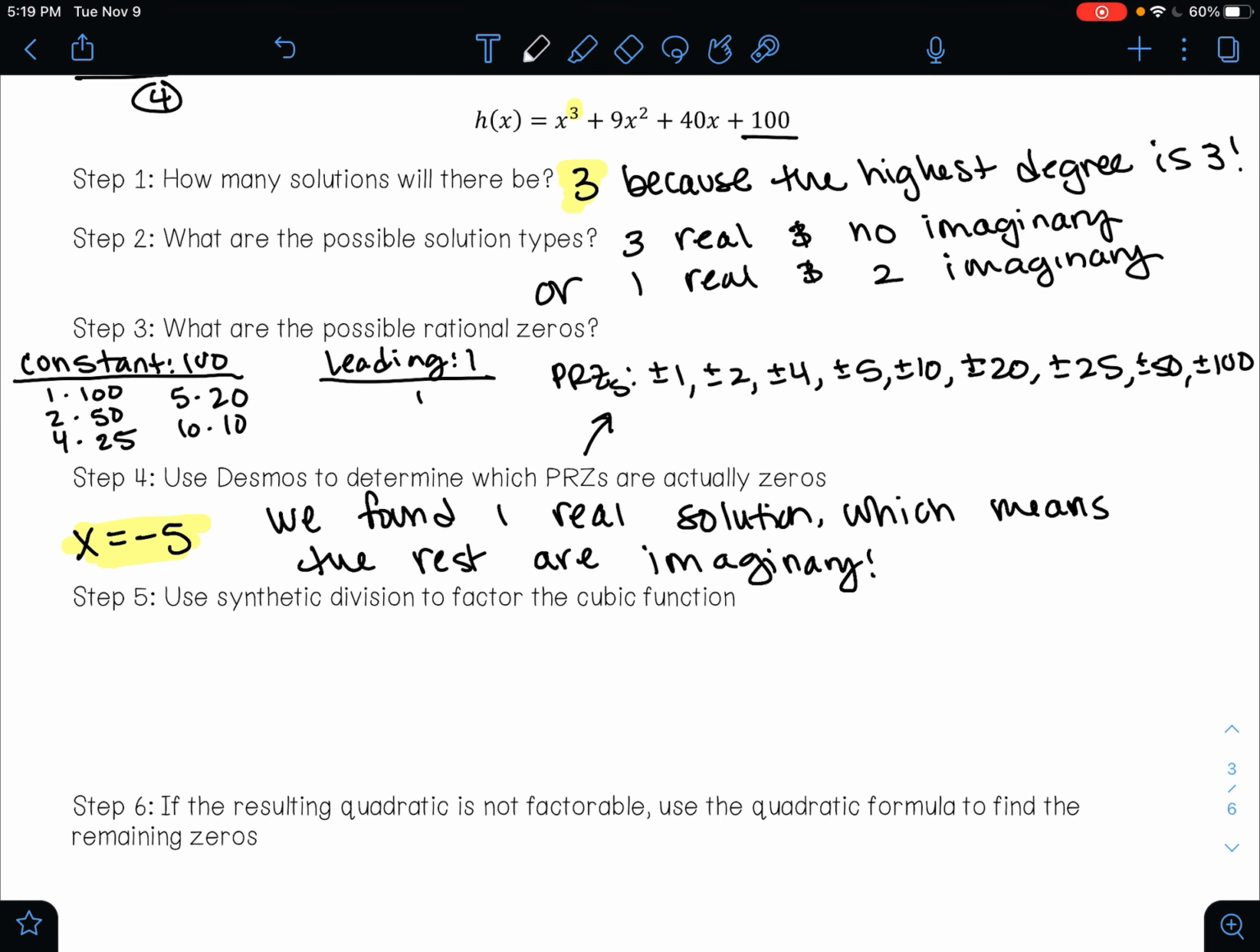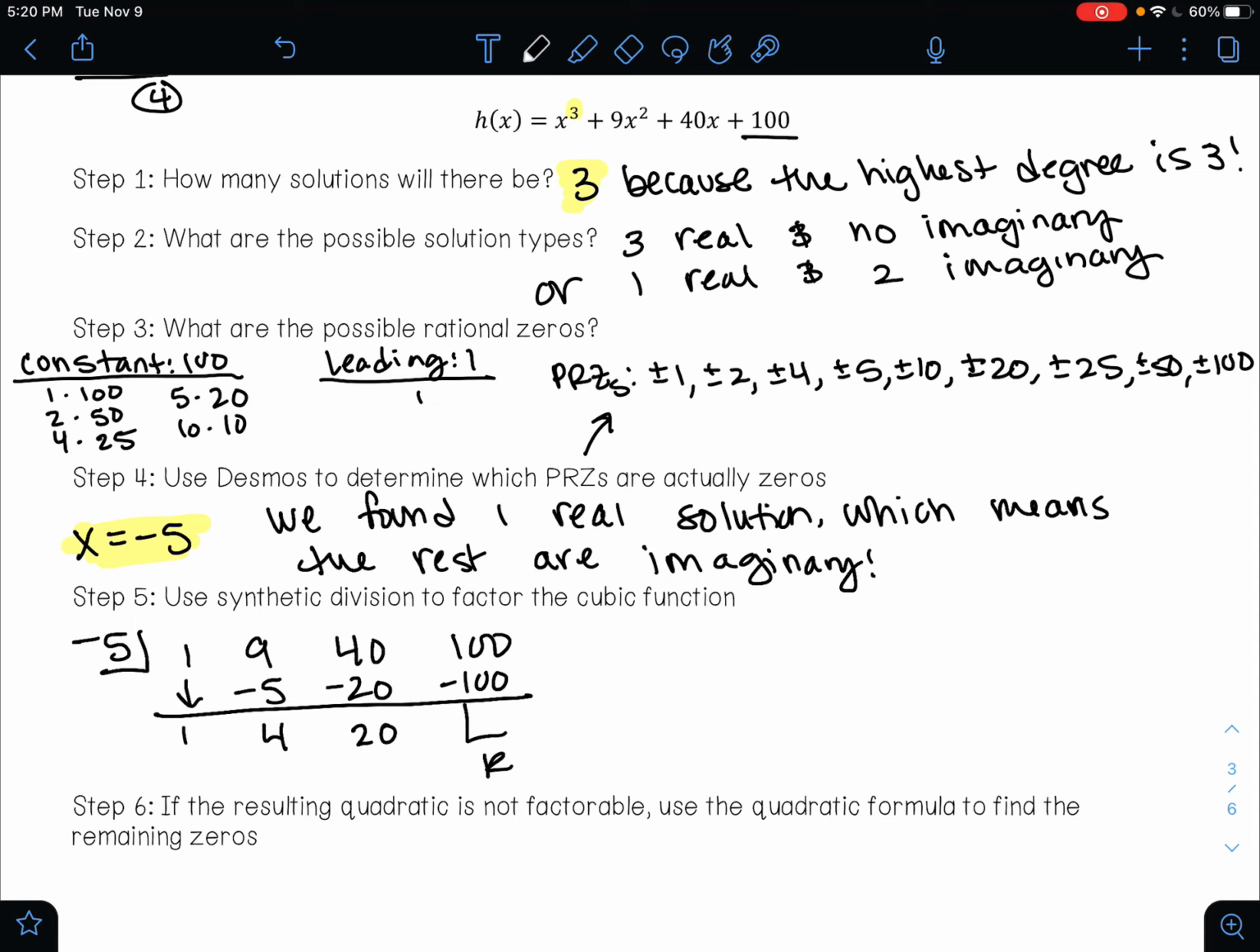So, if -5 is a 0, my coefficients are 1, 9, 40, and 100. -5 times 1 is -5. That gives me 4. -5 times 4 is -20. That gives me +20. -5 times 20 is -100. That gives me 0. So right now I have that -5 is a 0. So that means x plus 5 is the factor.